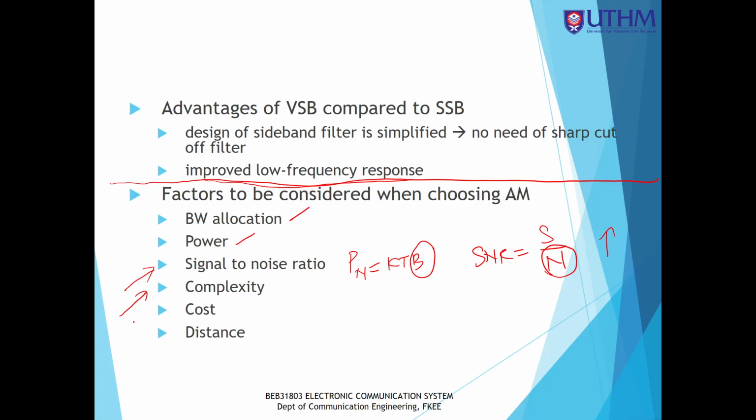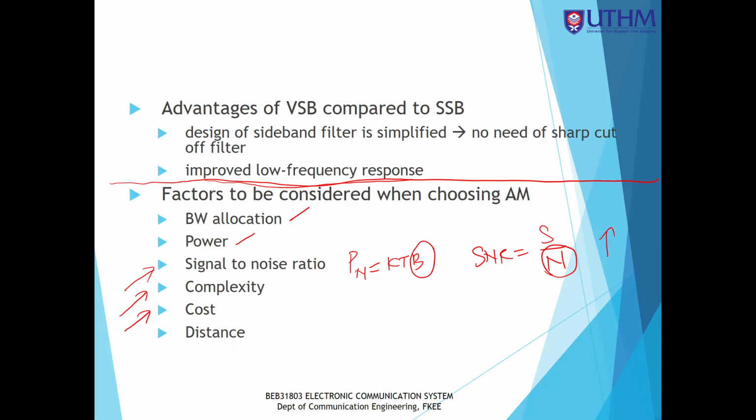And then we can also choose based on the cost. The least cost is for the double sideband full carrier, because the circuitry is more simple. The more complex the circuitry, the higher the cost.